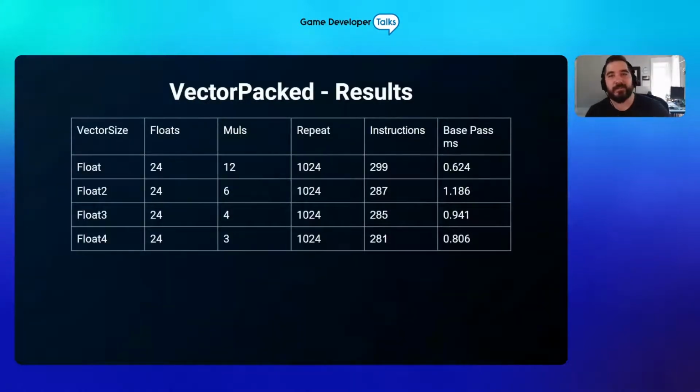But here's where it gets kind of interesting for me. Once again, the number of instructions goes down for each of these tests, but the base pass millisecond cost doesn't quite track with that. So it would seem to me that this myth might hold some water for float 2s, but not necessarily for floats.